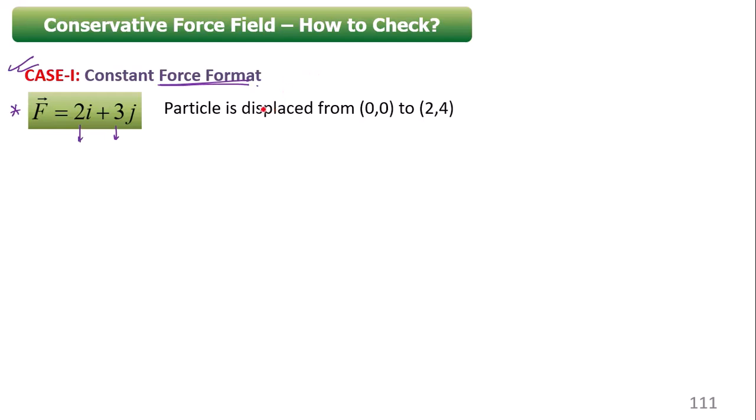So this is called the constant force format. Both 2 and 3 are constant numbers. Now the particle is displaced from point A to point B and you are asked for the work done. In this situation, there is no need to know which path the particle will move along. Why? Because I can simply do the integration. So work done equals the integration of F dot dr. F is 2i plus 3j, and dr is dx i plus dy j.